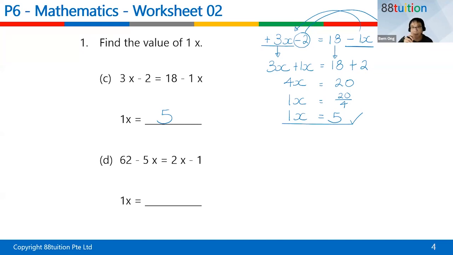I've done 3 examples, the same method. I want you to replicate this method for the next question. The next question is coming up. So question D, let me just do it with you again, using the same method. Let me write out the question first.